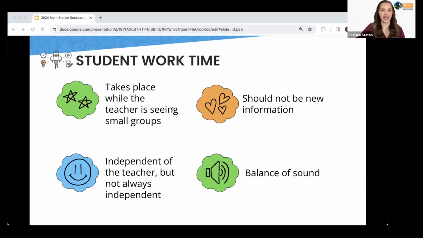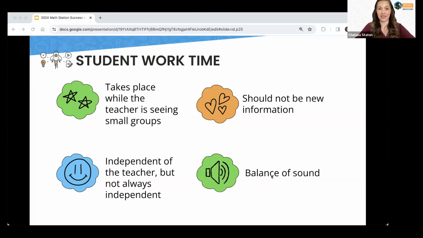So we're going to take a look at some different types of stations. The main thing is you don't have to have a fancy acronym. You can, but it's not a requirement. We just want to make sure that we are choosing activities that are going to be valuable for students. So this is anything that takes place while the teacher is seeing small groups. They are independent of the teacher, but they don't have to be independent. So they're without an adult, but students can still be talking to each other and doing things in groups. The information should not be new. That is going to cause the teacher a lot of headaches.